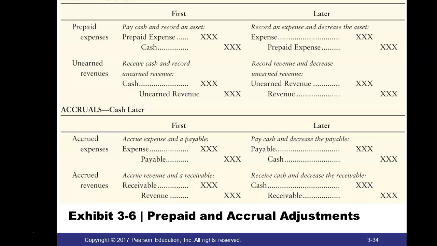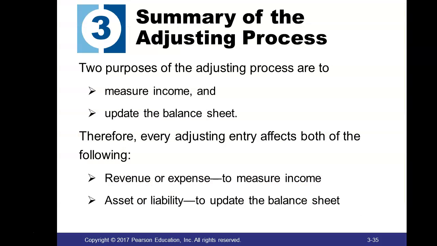Again, it's just when we receive cash for services that we have not rendered, we have to show an obligation. If we pay cash for a service that we have not received, we have to show a benefit in the future, which is a prepaid. So now, the adjustment process.